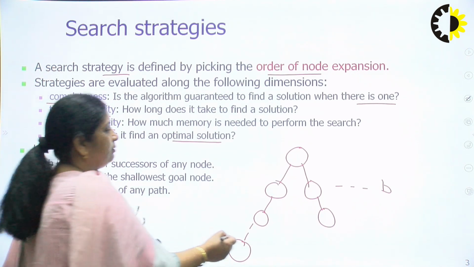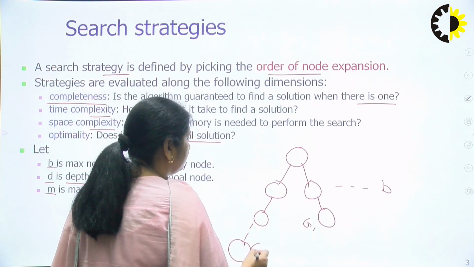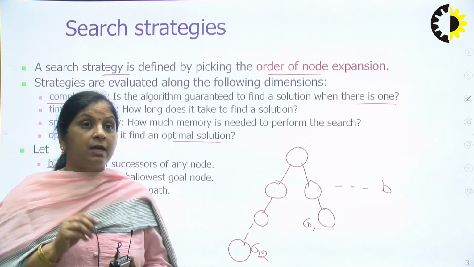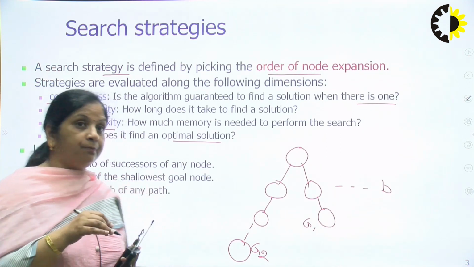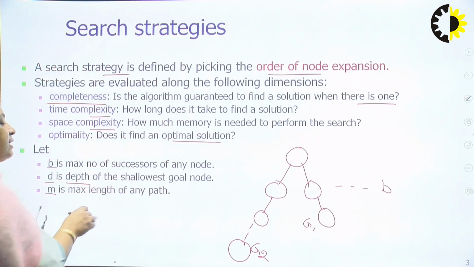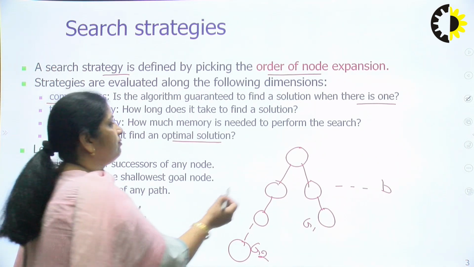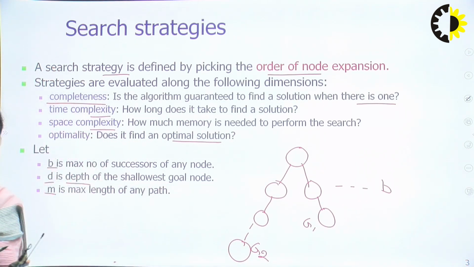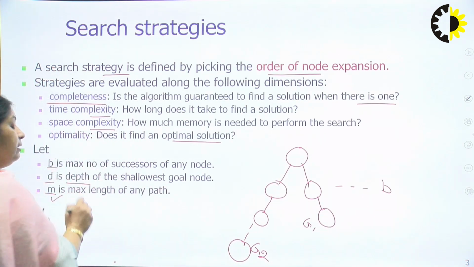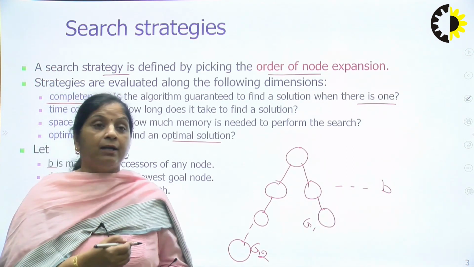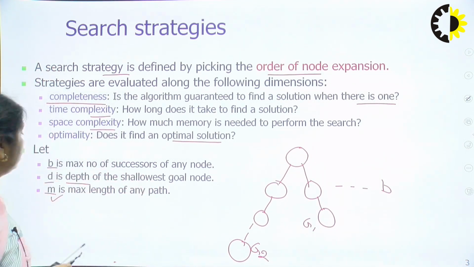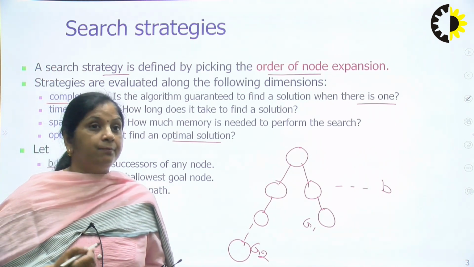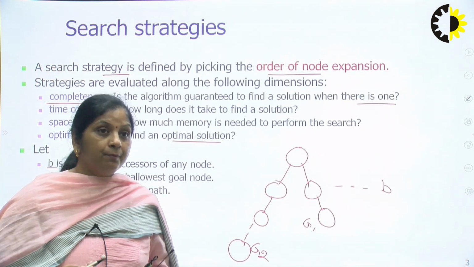Okay, in this goal 1, this is goal 2. So D we are taking as the nearest goal node, the shallowest, which is at the minimum depth. And M is the maximum length of any path. If we say we are going from here to here, here to here, then to next, to what max level we are going, that we are calling M here. So we will use these three variables B, D and M to represent the maximum number of successors, the depth of the nearest goal node and the maximum path length.